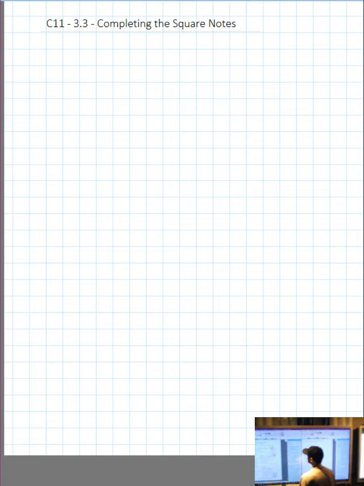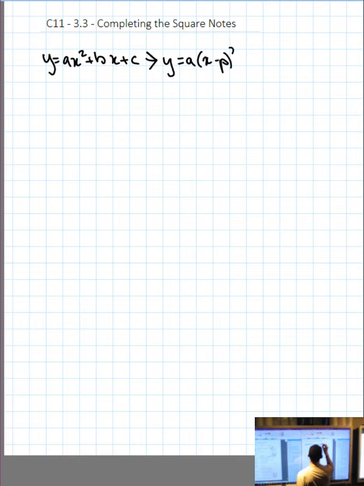Okay, so let's take a look at completing the square. Going from, in the notes, y equals ax squared plus bx plus c, from standard form to vertex form, y equals a open bracket x minus p close bracket squared plus q. Now, p and q are sometimes h and k.